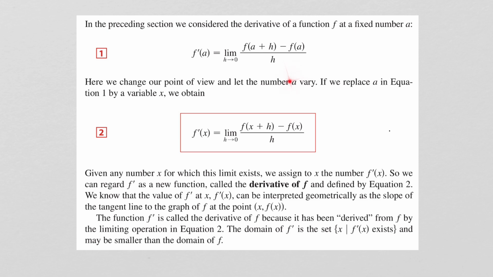And basically now we're just changing our point of view to now say, what if we don't find the derivative at a specific number a? What if we find the derivative at any number x? So it is the same definition, but now we are going to replace a with x. And then this formula simply becomes a new formula, but really it's the same thing. We just replace the a with an x here and also an x here.